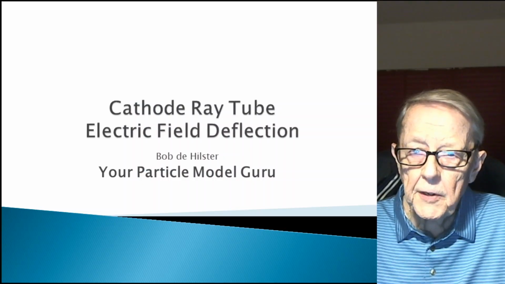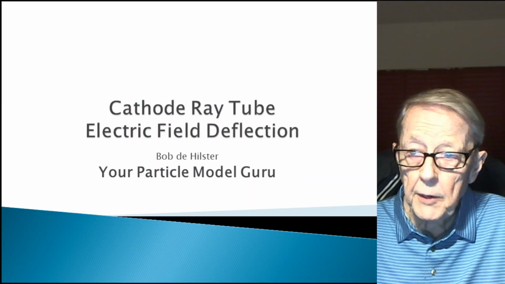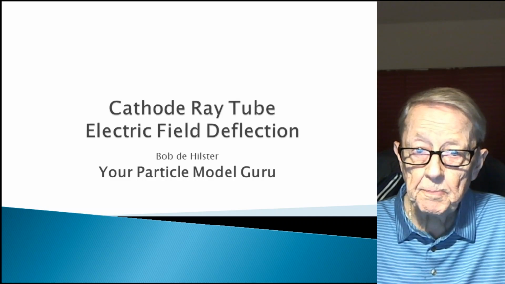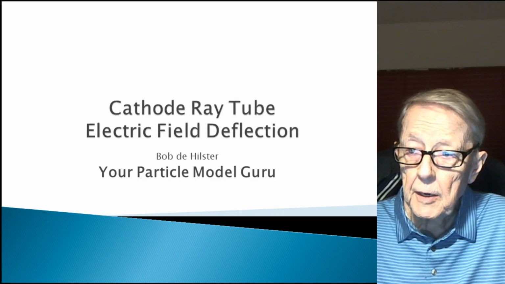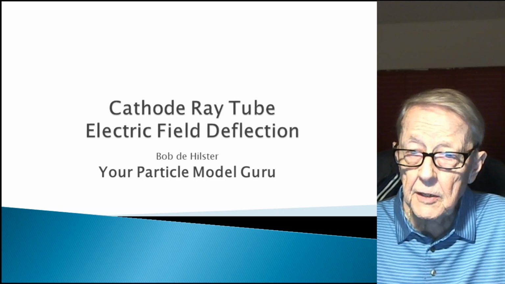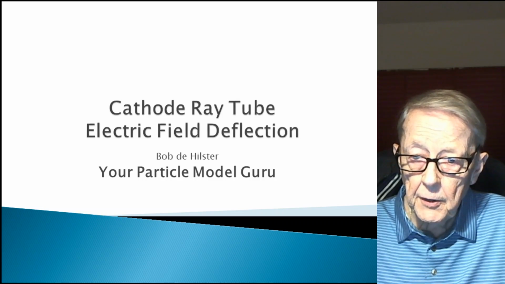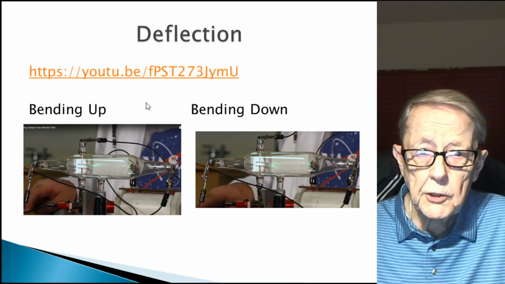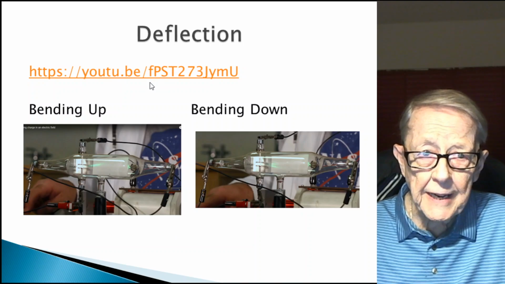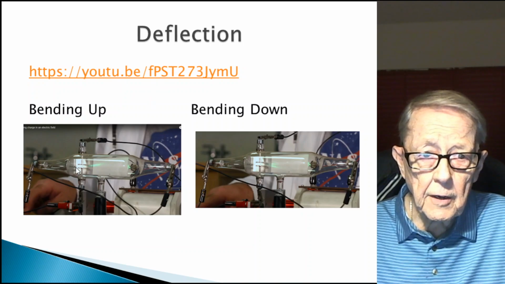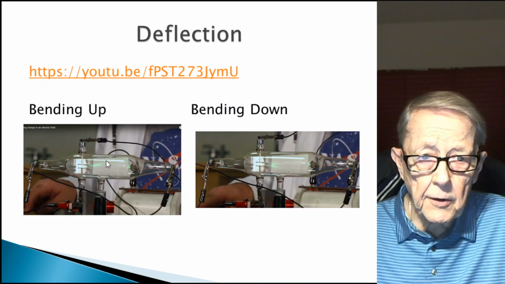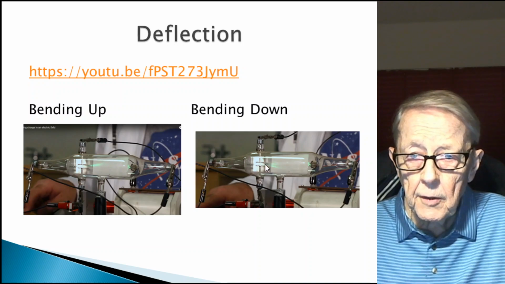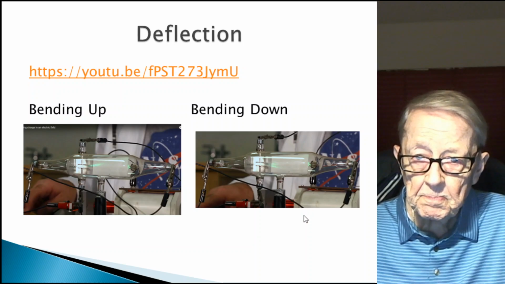Well, today's video is about the cathode ray tube experiment that originally was done by J.J. Thomson. And we're going to talk about electric field deflection in this video. There's two pictures from this link showing the ray. Right here you can see the ray moving up, bending up, and then here the ray bending down.